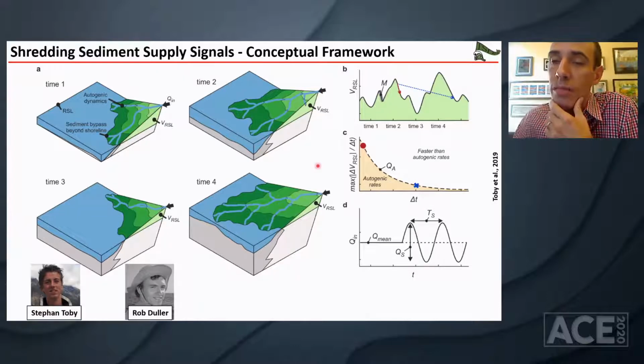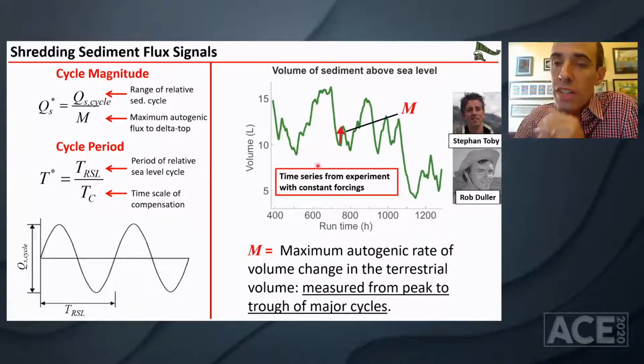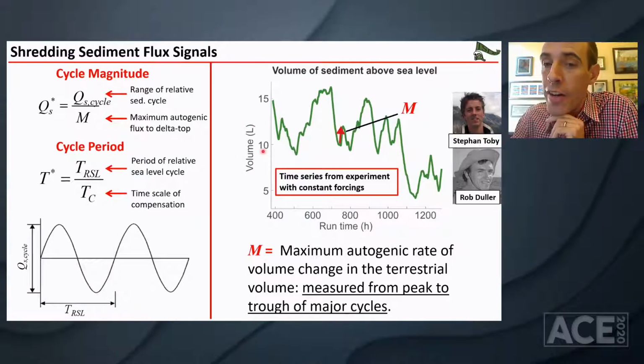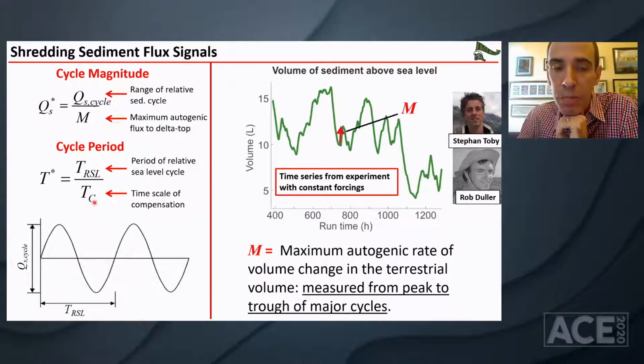There's autogenic fluctuations here. So we looked at these autogenic fluctuations in the lab. We're actually able to measure the size of these autogenic fluctuations of the volume of sediment that's stored above sea level in our experiments. And with this knowledge here, we created two dimensionless numbers that are going to help us think about signal storage. One here is related to the magnitude of a sediment supply perturbation, and we're going to normalize that by the largest autogenic perturbations in the change in the volume of your delta over time. If you take a volume and you analyze how that volume is changing over time, that actually gives you units of a sediment supply. So we're normalizing our sediment supply signal by an autogenic magnitude.